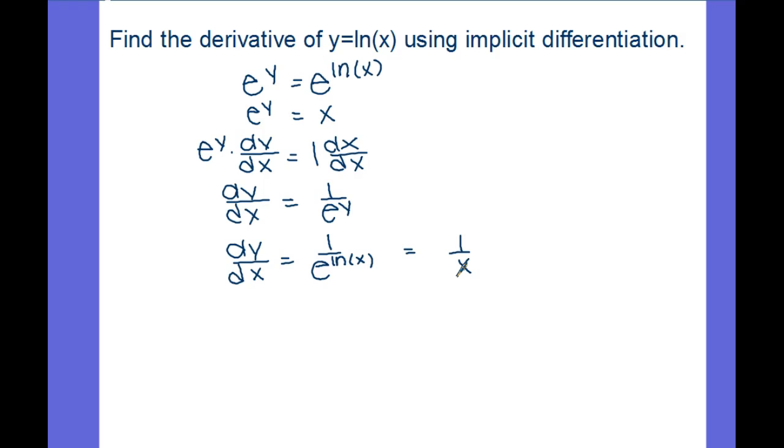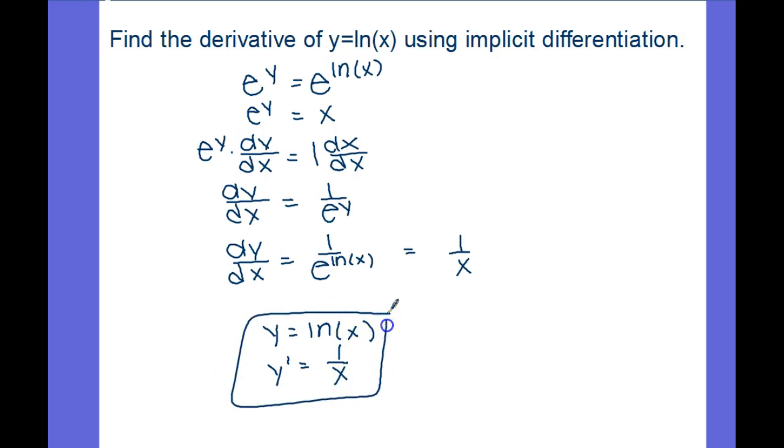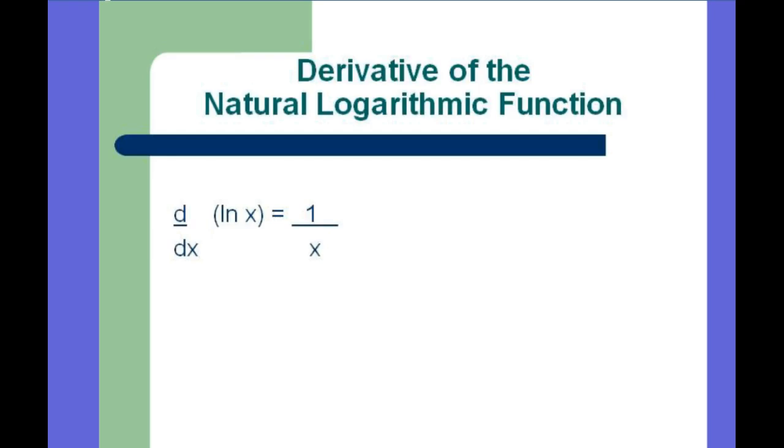Therefore, the derivative of the natural log of x is 1 over x, which I believe is your next slide. Or your next spot on your paper, right?